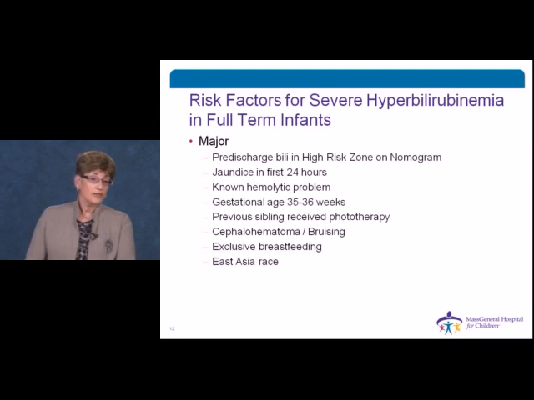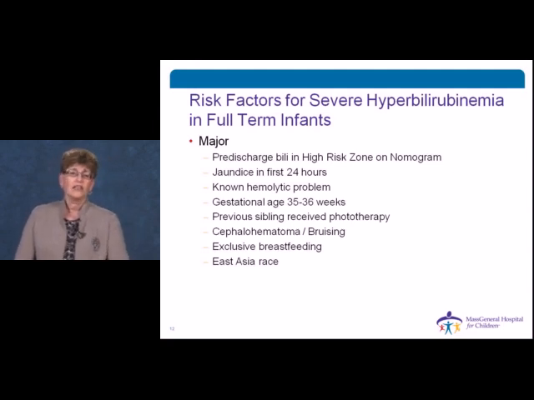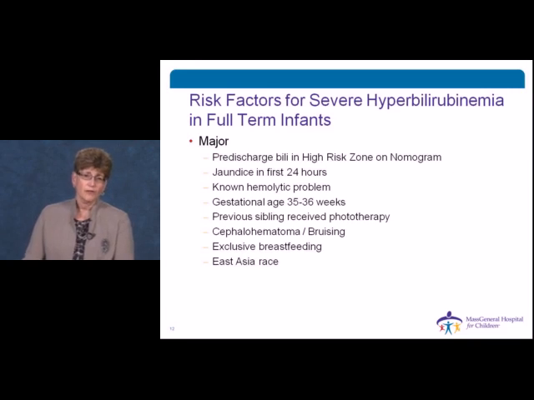A previous sibling receiving phototherapy, so in other words, a previous sibling who had severe hyperbilirubinemia is a risk factor for the next sibling having it. Of course, as we discussed, cephalohematoma. Exclusive breastfeeding, especially babies who are having difficulties with breastfeeding and are somewhat dehydrated. And as we mentioned, babies of the East Asian race are at risk for having higher bilirubins and later peaks of bilirubin.